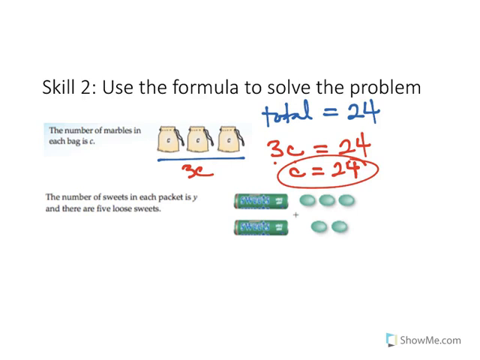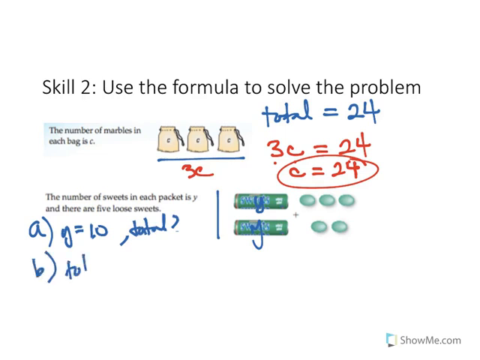And so if we look at the bottom example right here, try this out. If we knew that Y was equal to 10, can you find the total? If we knew that the total was equal to 17, can you find out what Y is equal to? So at this time, pause.